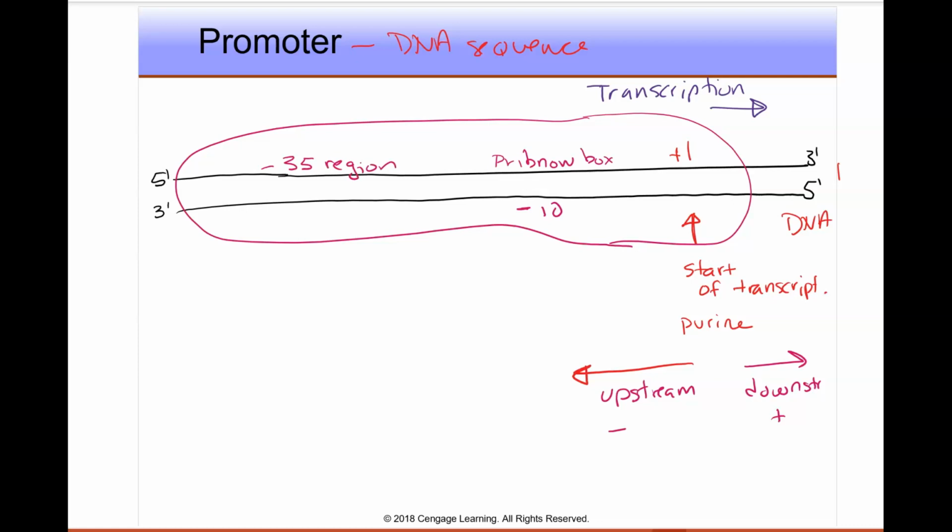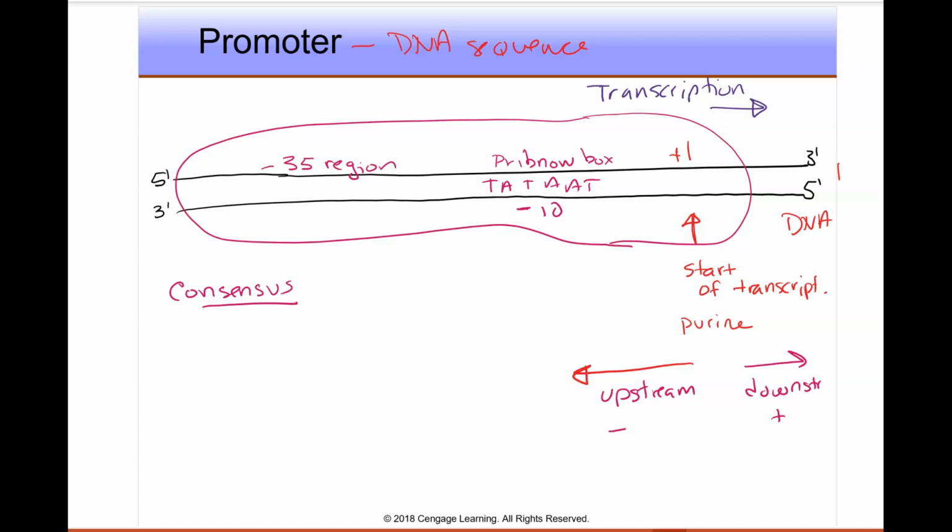The Pribnow box has a consensus sequence of TATAAT. Consensus. This is a term that you'll hear a lot in biochemistry, and what it means is those are the bases that most commonly occur in those positions.